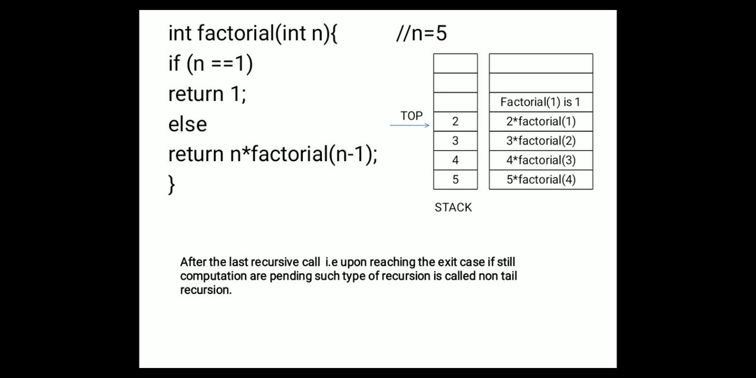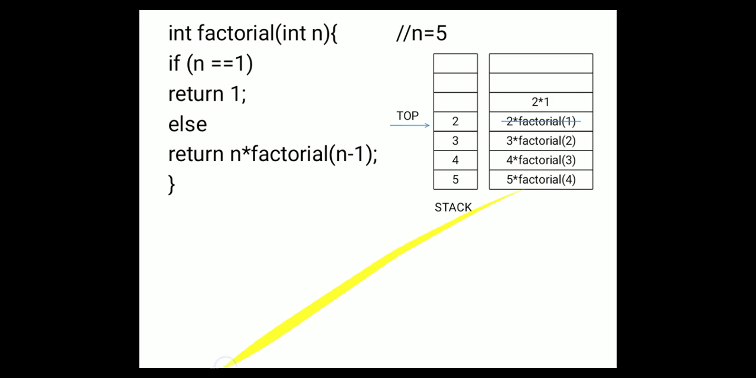Now after the base case is encountered, the computation takes place. So you can see that the computation is taking place. Now you are finding the factorial for 2. So 2 into 1 is 2. The answer is pushed onto the stack. Now taking the 2 factorial, you have to find the factorial of 3. So 2 into 3 gives 6. Now the factorial of 3 is 6. The answer is pushed onto the stack.